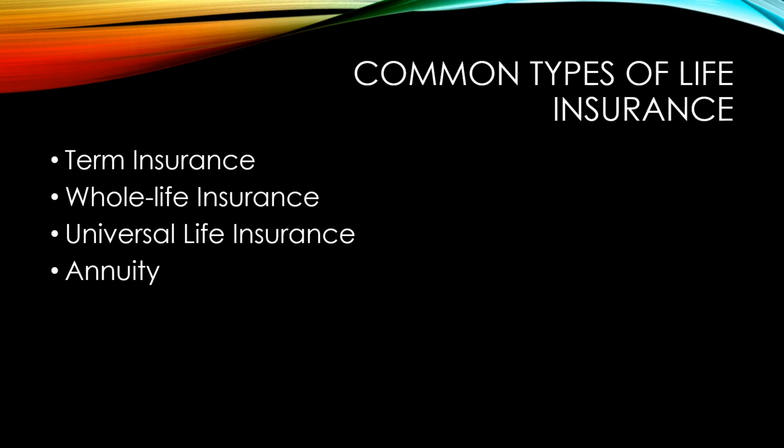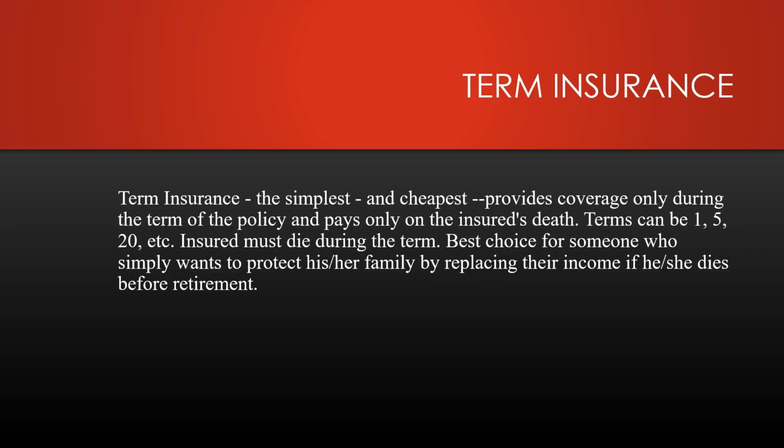The common types of life insurance include term insurance, whole life insurance, universal life insurance, and an annuity. Term insurance is the simplest and the cheapest form of life insurance. It provides coverage only during the term of the policy and pays only on the insured's death. Terms can be for 1 year, 3 years, 5 years, 20 years, whatever that term is set. The insured must die during the term. This is the best choice for someone who simply wants to protect his or her family by replacing their income if he or she dies before retirement.